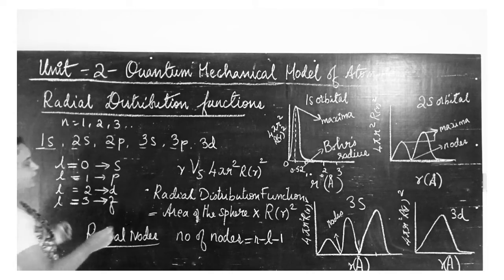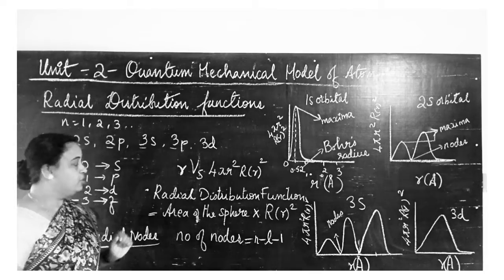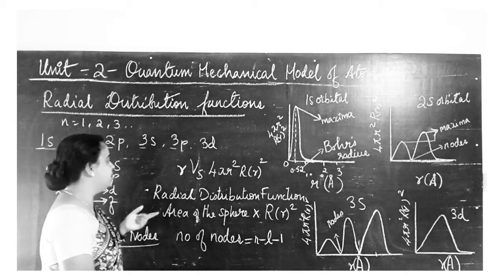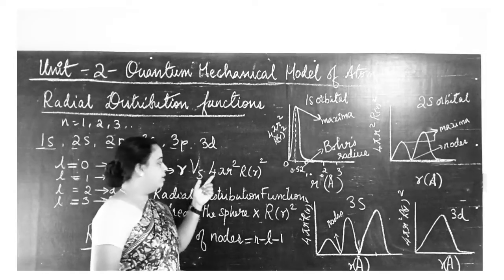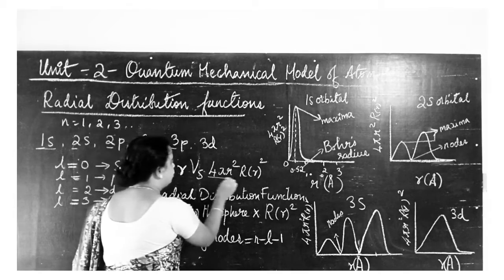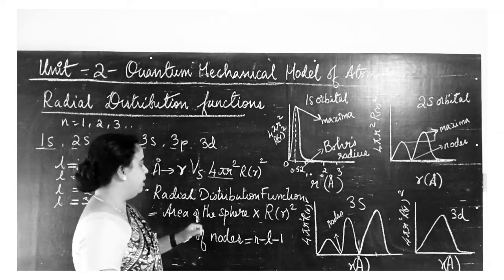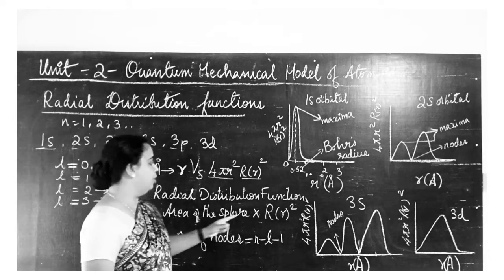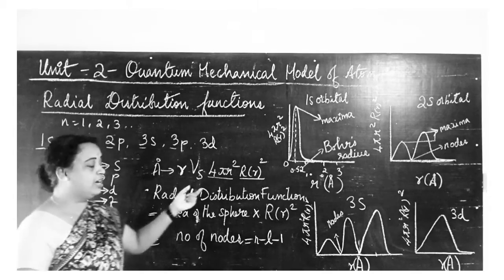Okay. In the previous video we have already studied plotting the graph for 1s orbital. While plotting the graph, we take on the x-axis the radius. Radius is always in the Angstrom unit. Versus 4 pi r squared into R squared. This 4 pi r squared is nothing but the area of the sphere, and R squared is nothing but your wave function. Radial wave function is R squared.